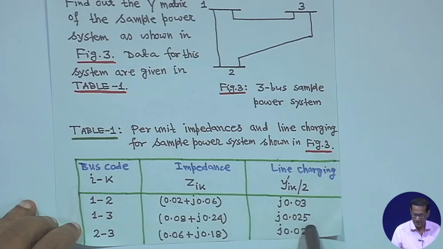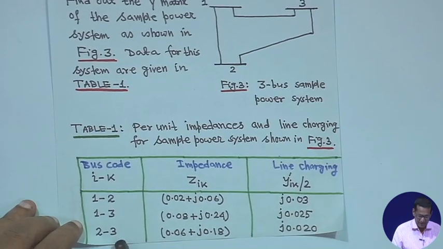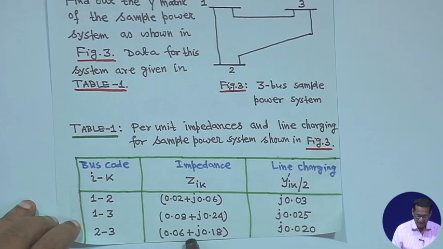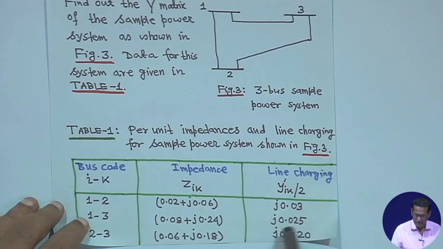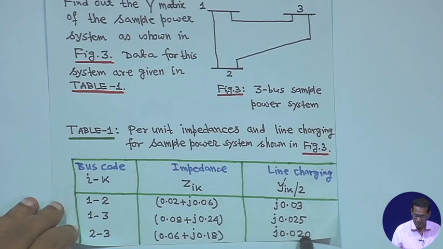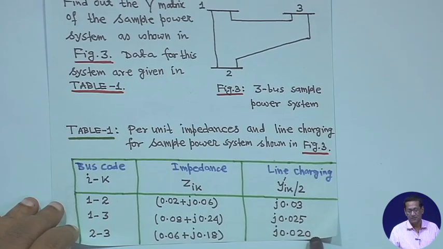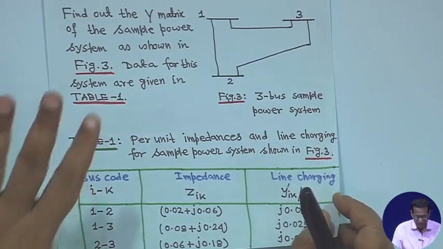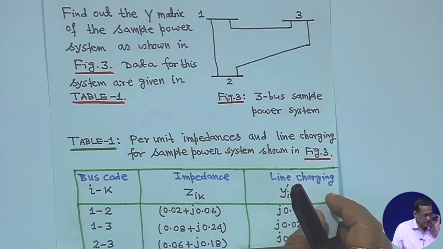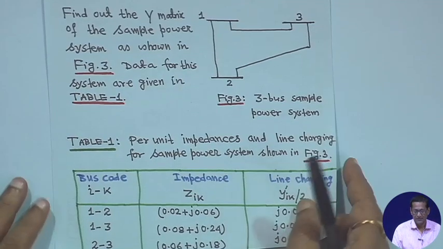So, y dash 1 3 by 2, this is given. Similarly, line 2 to 3, that is z 2 3, is given as 0.06 plus j 0.18, and y dash 2 3 by 2 is actually 0.020. Now, the question is, before proceeding, how we will take that line charging admittance.